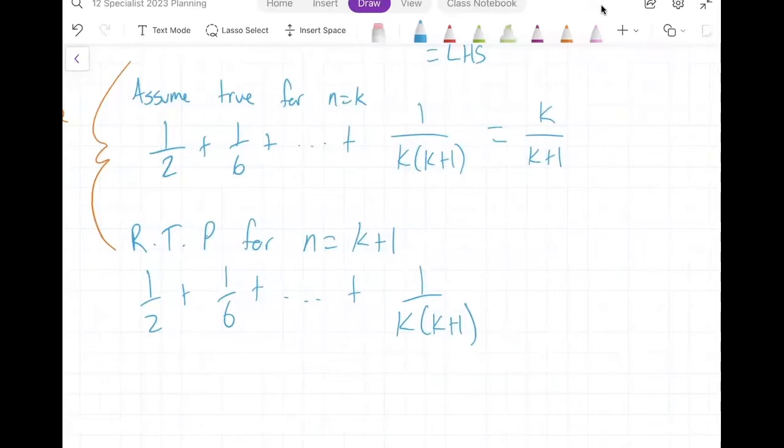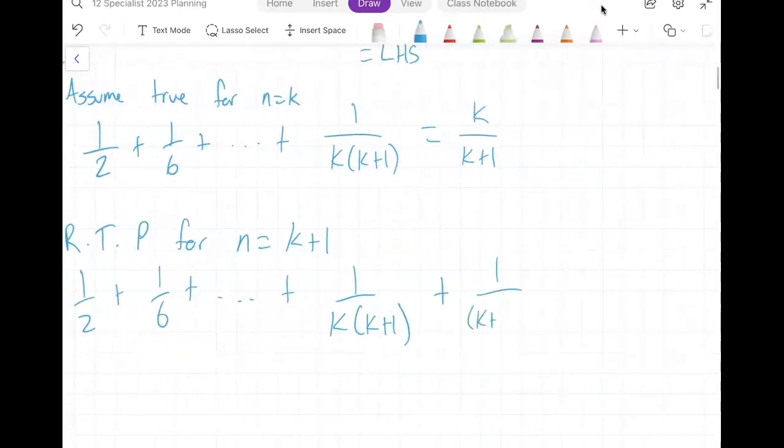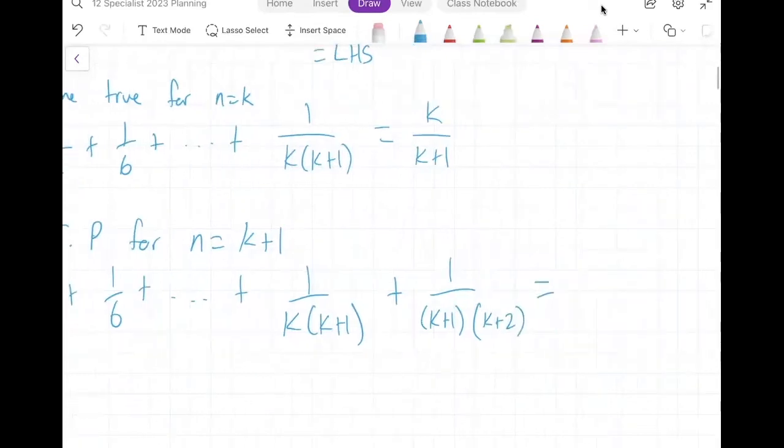So I'm going to do one more term along my iteration, which is going to become 1 over k plus 1, k plus 1 plus 1, which hopefully you can see is just going to become k plus 2. That is all going to be equal to k plus 1 over k plus 1 plus 1, which again is going to be k plus 2.